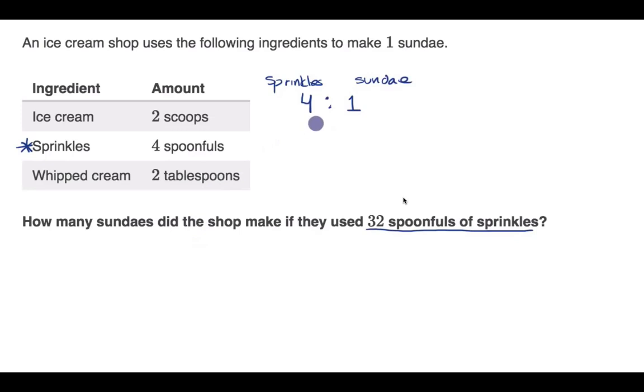Let me write it this way. Sprinkles: how many spoonfuls per one sundae. But here we're talking about using 32 spoonfuls of sprinkles. So that is eight times as many. So you're going to be able to create eight times as many sundaes. So you're going to have 32 spoonfuls of sprinkles for every eight sundaes. So how many sundaes did the shop make? Well, they made eight.